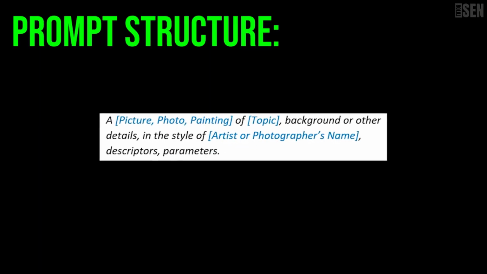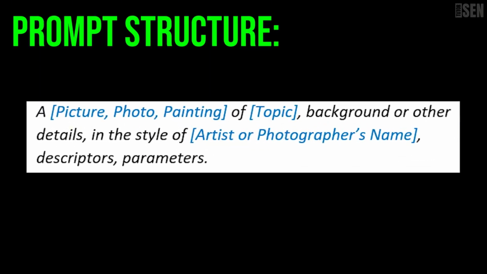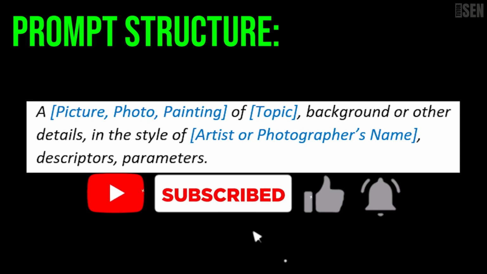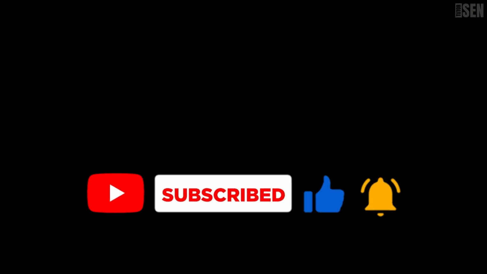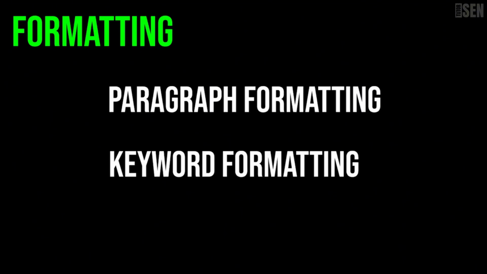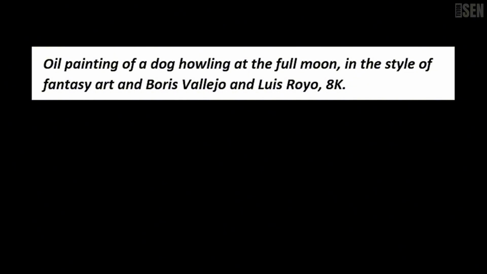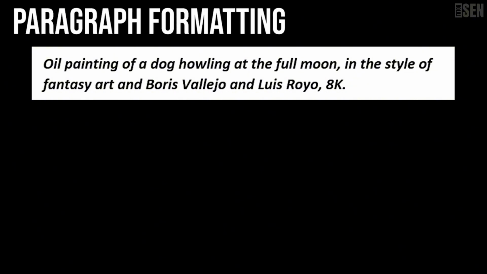As you create more and more images, you'll start to write your prompts in a certain way. You'll start to structure and format your prompts in a certain way. So as a bonus, I also wanted to include formatting as a variable that you can experiment with. There are two kinds of prompt formatting, paragraph formatting and keyword formatting. For example, notice this first prompt is written in the format of a paragraph. I'm using words such as "and" and the word "the" in the prompt. Oil painting of a dog howling at the full moon in the style of fantasy art, it's paragraph formatting.